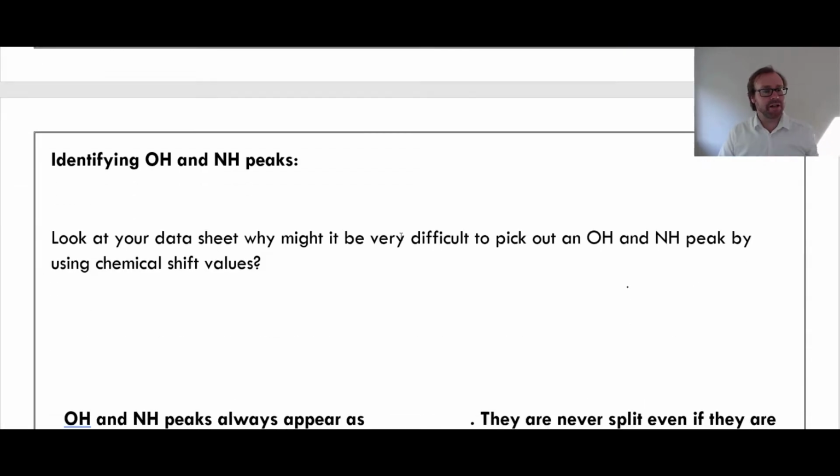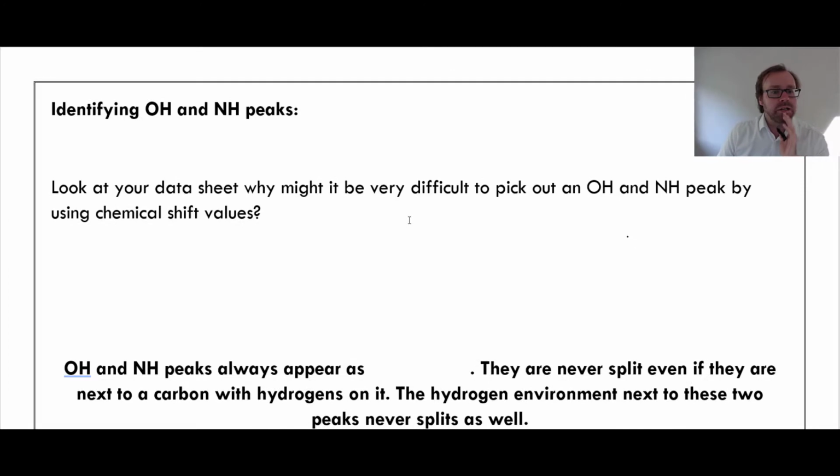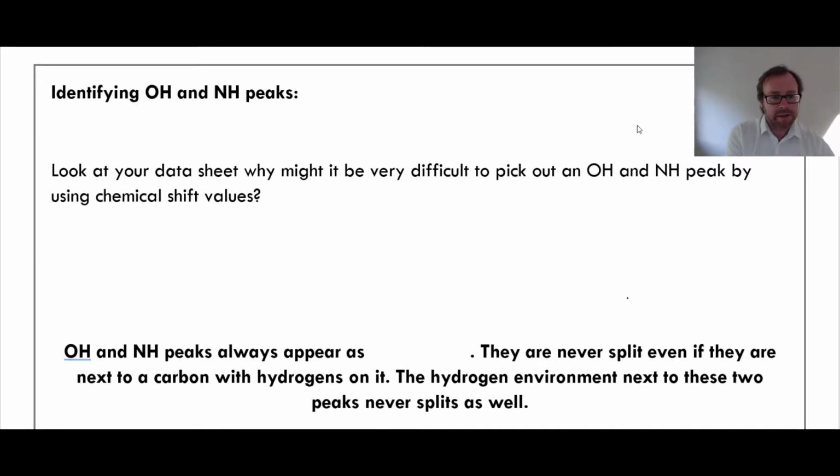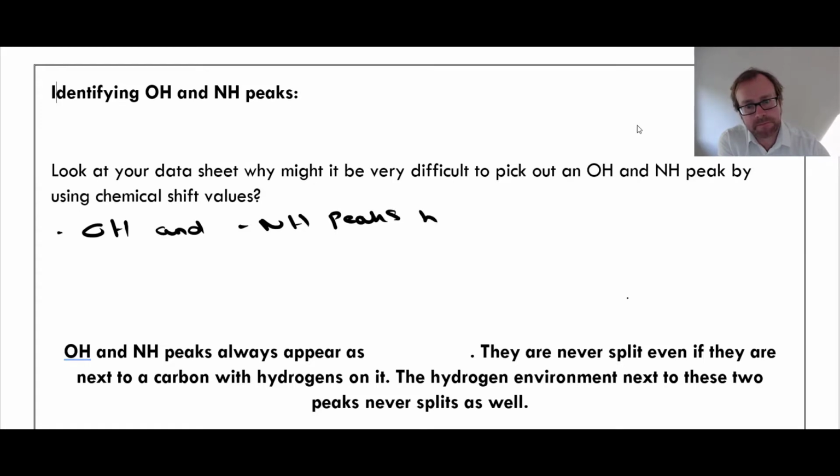So, identifying OH and NH peaks. So look at your datasheet. Why might it be very difficult to pick out an OH and NH peak by using chemical shift values? So I'll give you 30 seconds just to have a look at your datasheet. Okay, I'm sure you've worked it out that the OH and NH peaks have a really big range.